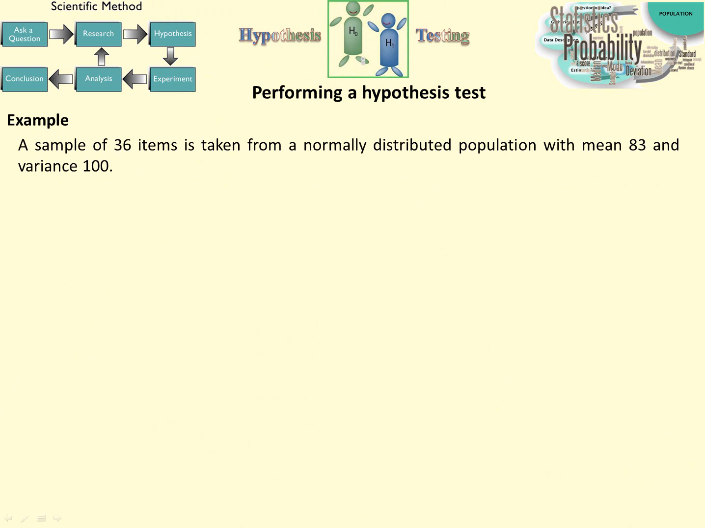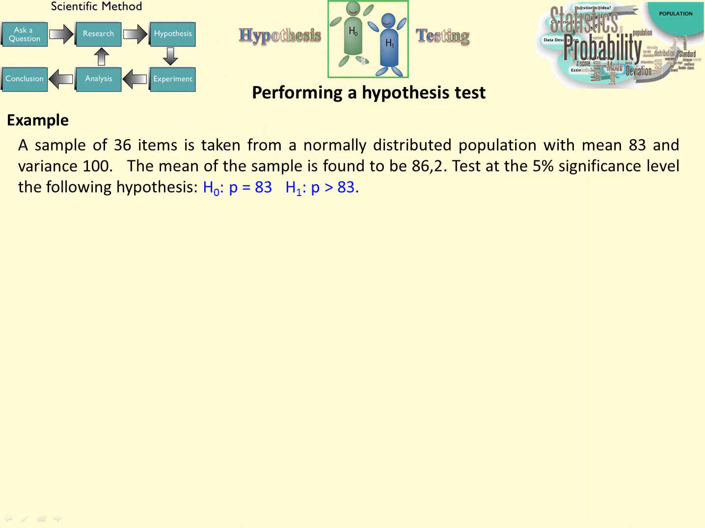Right, a sample of 36 items taken from a normally distributed population with mean 83 and variance 100. The mean of the sample is found to be 86.2. Test at the 5% significance level the following hypothesis. H0: mu equals 83. So this is now for the sample. H1: mu greater than 83. H0 says it stays at 83, and this says it's greater than 83. And that is one-tailed.